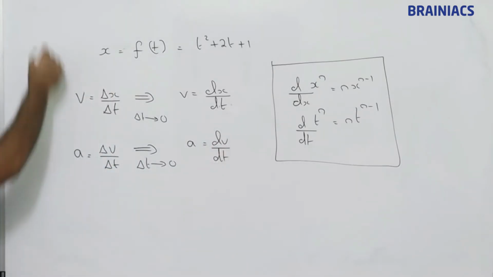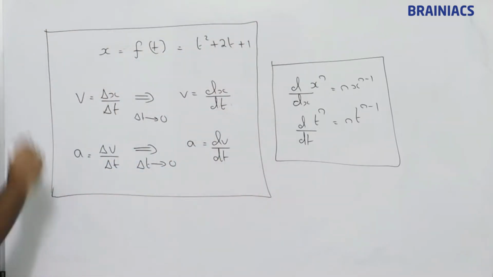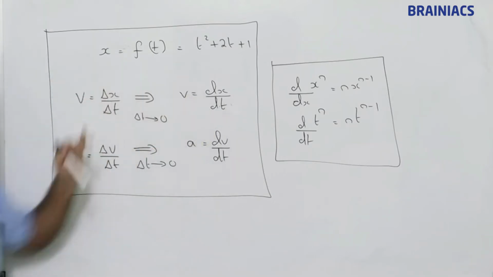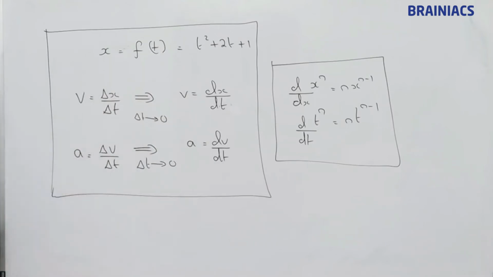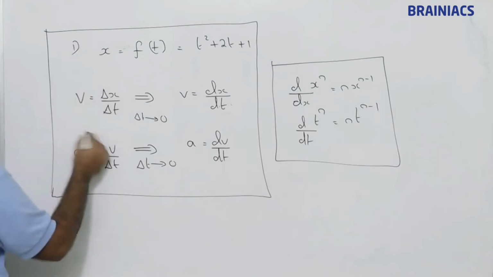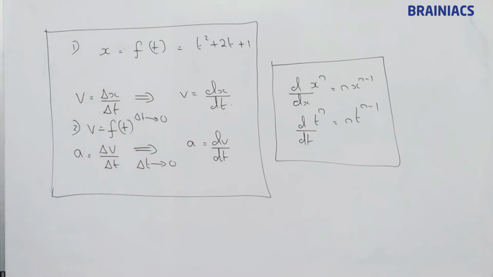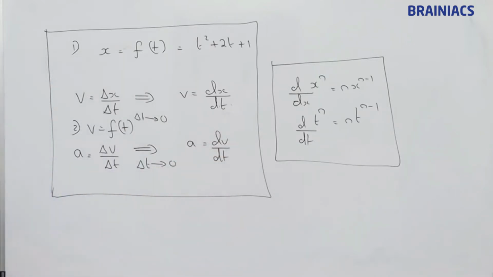So this is what we need to solve the questions that come under this part. Clear or what? Note it down. Okay, so x will be given, we need to find v is equal to dx by dt, and another case is velocity will be given as a function of time, v is equal to f of t. Then to find acceleration we will do dv by dt.